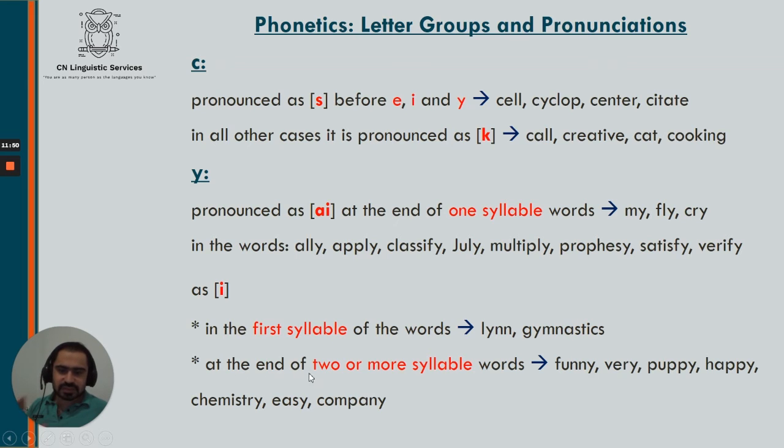Second is at the end of words with two or more syllables, like funny, very, puppy, happy, chemistry, easy, and company. So if it stays at the end of two or more syllables, like these words, again here we pronounce it as E.